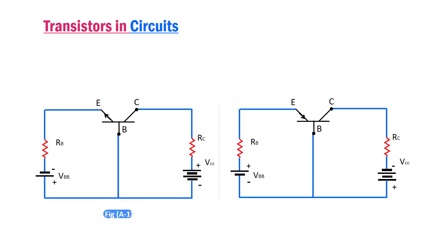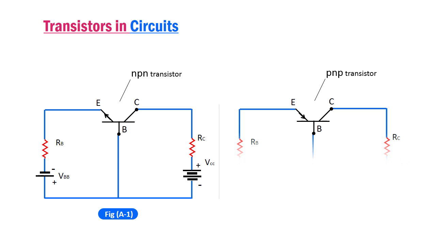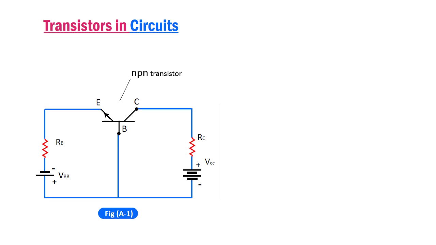Figure A1 shows the biasing arrangement for NPN transistor, when the transistor has been represented by its symbolic form. Figure A2 shows the same for a PNP transistor. It may be noted that polarities of the biasing batteries, VBB and VCC, are opposite in the two types of transistors. In actual practice, it is the NPN transistor that is generally used. So we will discuss NPN transistors only.